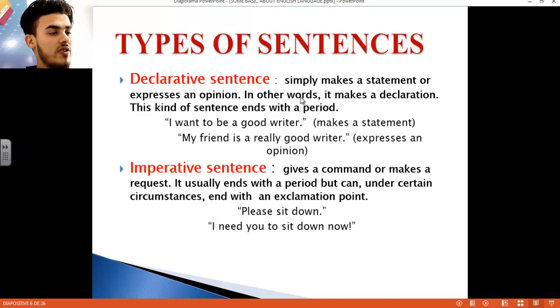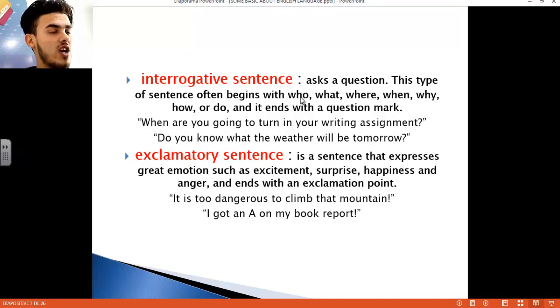Second, an imperative sentence gives a command or makes a request. It usually ends with a period but can, under certain circumstances, end with an exclamation point. Here, like the examples, please sit down, or I need you to sit down now. So here the difference is in the degree of politeness while talking to someone. When you respect someone, you have to say, I need you to sit down now, or use the word please. Let's move to the third type of sentence, which is the interrogative sentence.